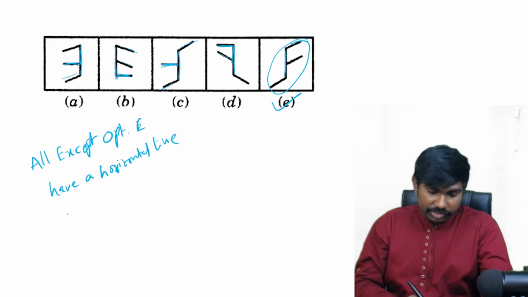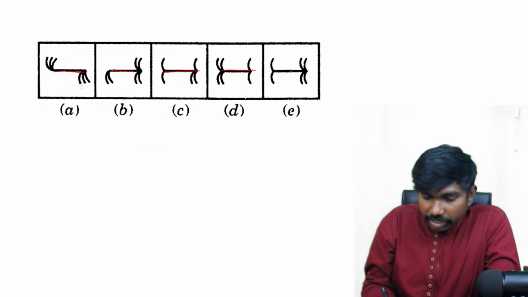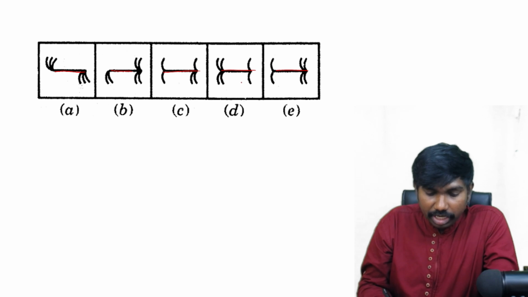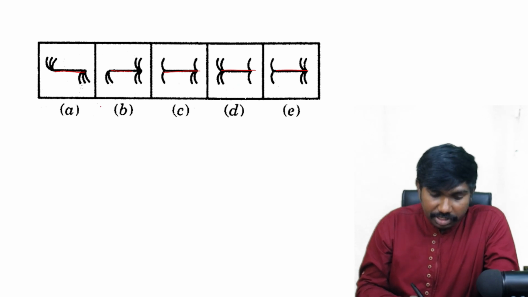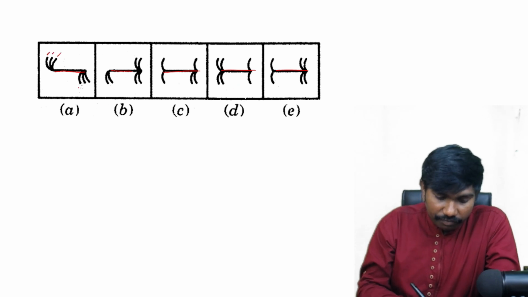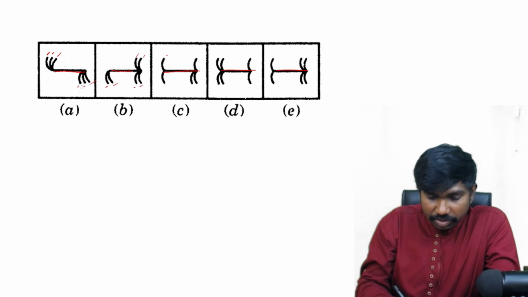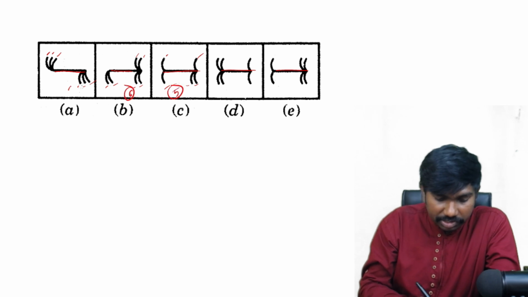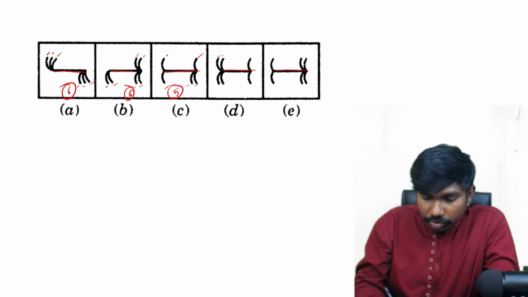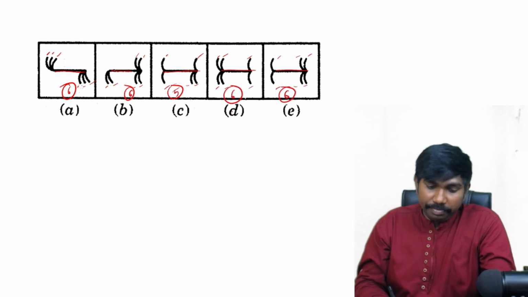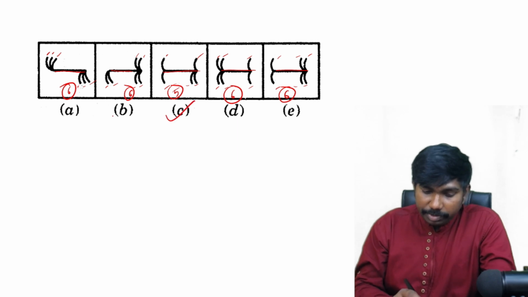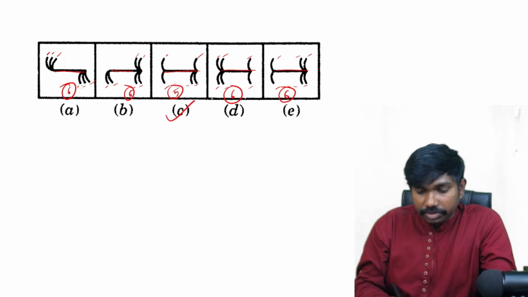Next, there is a horizontal line in each figure, and we should concentrate on the curved lines here. Let us check the number of curved lines first. 1 2 3 4 5 6, 6 curved lines. Again 6 curved lines. Here 1 2 3 4 5 only, 5 curved lines. Then 6 curved lines, and 6 curved lines. So the answer is option C. All except option C have 6 curved lines.